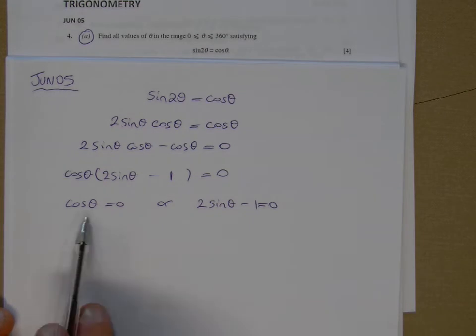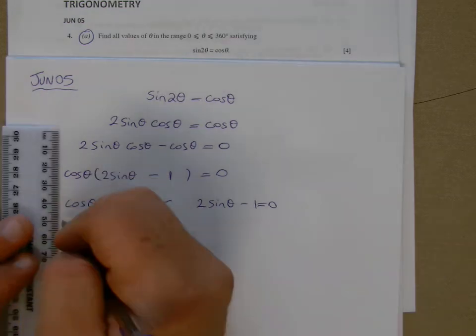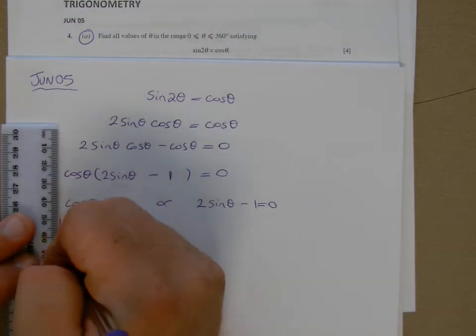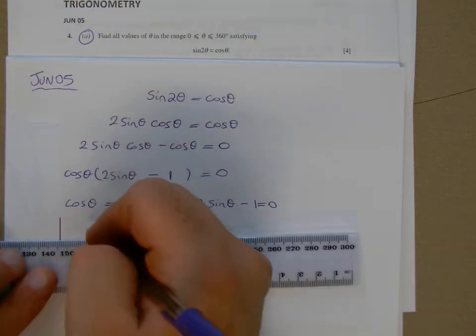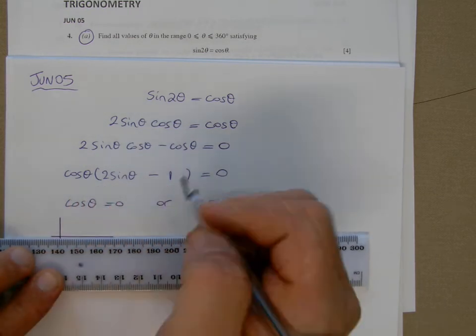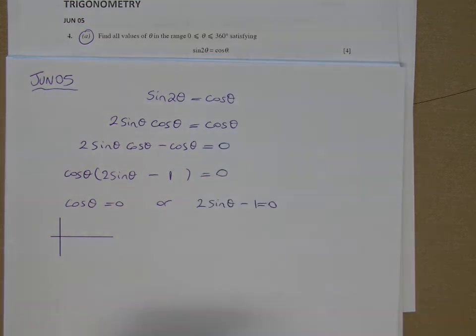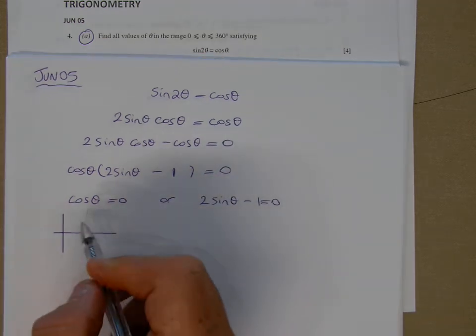Cos theta equals 0 is really simple to work out. In fact, I can draw a mini graph for that. I don't need to go over the top and draw a huge graph. I could just draw a little graph just to appreciate where cos theta is equal to 0. You don't even need to use your calculator. You could just draw your cos graph.